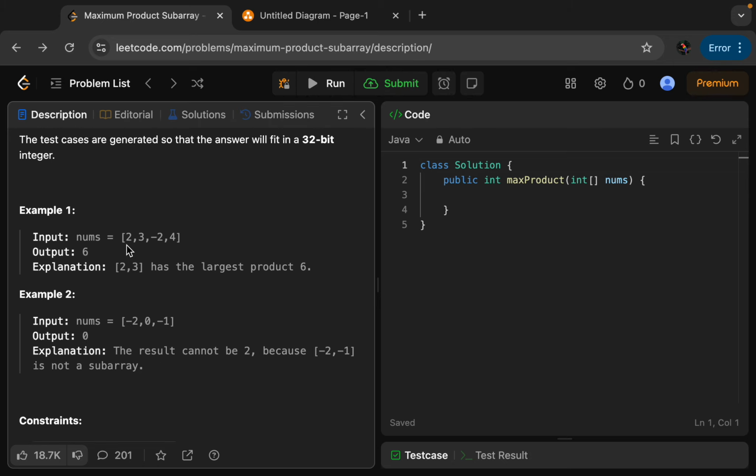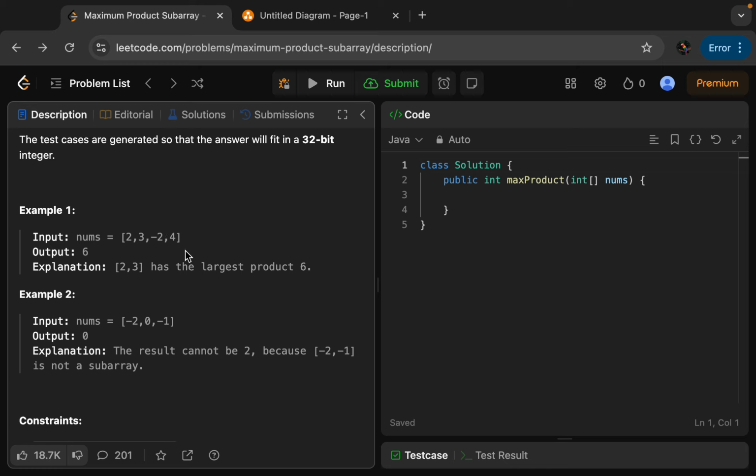Let's consider this is the array that is given to us, and we need to return the product of the subarray that has the largest product. So if we consider the subarrays of this array, this could be 2, this could be 3, this could be minus 2, this could be 4, this could be 2 and 3, this could be 2, 3, minus 2, and so on and so on.